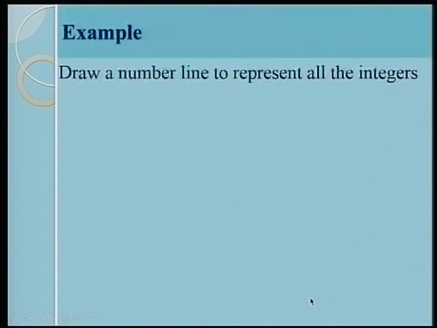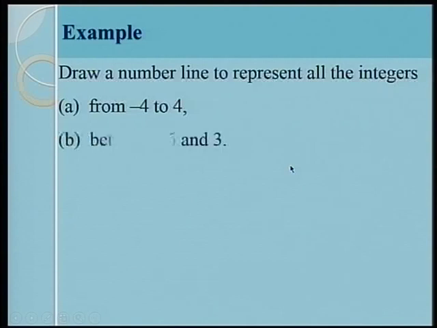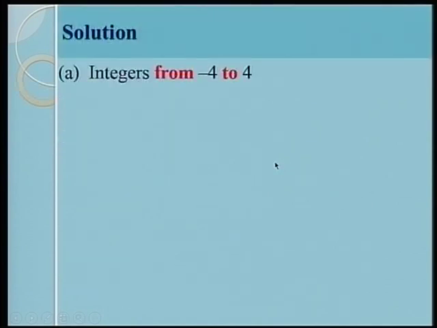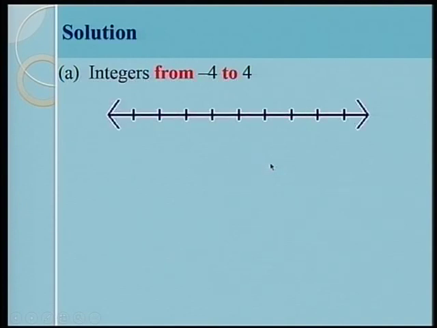We have a look at another example where we need to draw a number line to represent all the integers from -4 to 4 and between -6 and 3. We have a look at the solution, students. We first draw a number line, then we place 0 in the middle, then to the right of 0 we place all the positive integers, and to the left of 0 we place all the negative integers. In this part, we have taken -4 and 4.